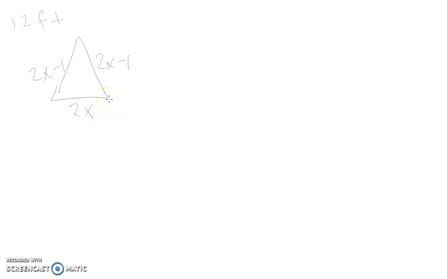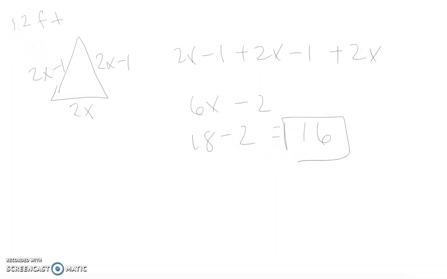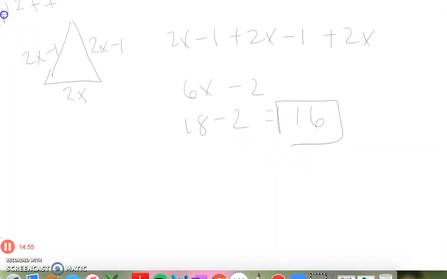So now what we're going to do, same thing, we're just going to add it together. So 2x minus 1 plus 2x minus 1 plus 2x, 6x minus 2, replace the 3 in, so that becomes 18 minus 2, which is 16. Okay, so this would be much cheaper, the rectangle.